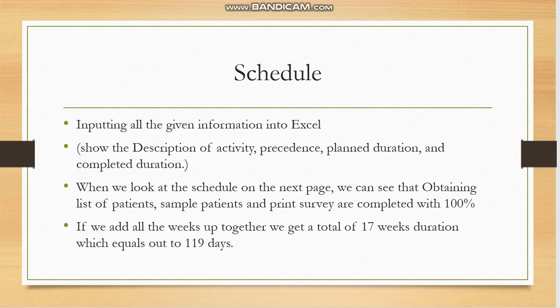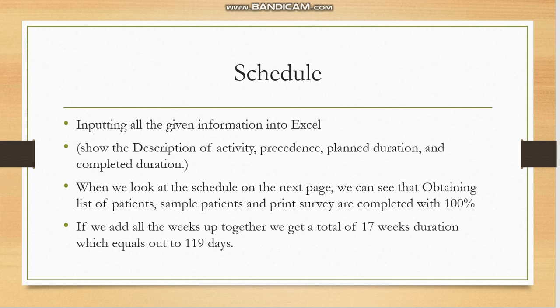Here I will explain the schedule by inputting all of the given information into Excel from the chart that we were given on Blackboard, where it will show the description of the activity, precedence, planned duration, and completed duration. When we look at the schedule on the next page, we can see that obtaining list of patients, sample patients, and print surveys are completed with 100%.